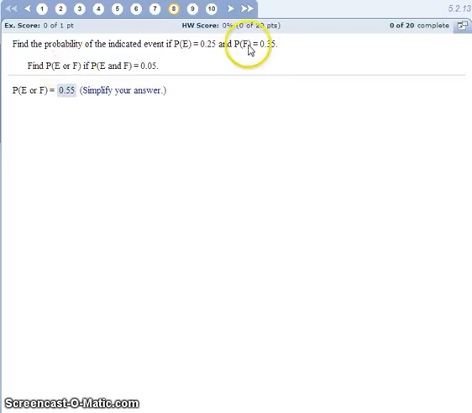And to find that probability of two events like this, you add together the probabilities of each individual event and then subtract the probability that both events happen at the same time. So the probability that E and F are simultaneously occurring. So add those together, subtract when they both happen, and you'll get that.